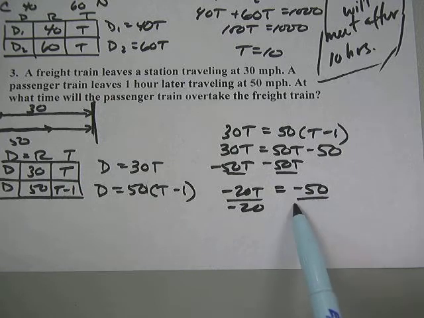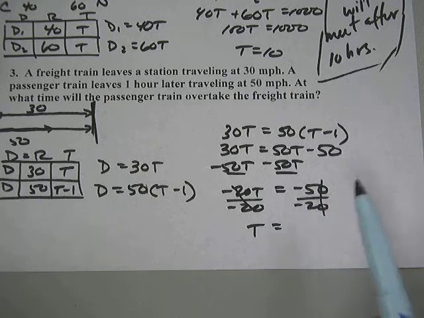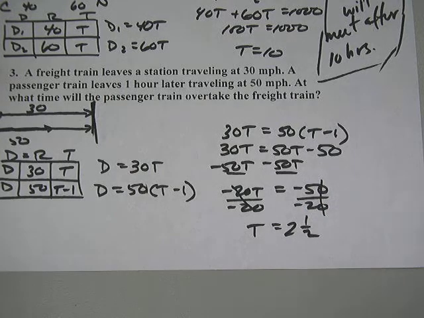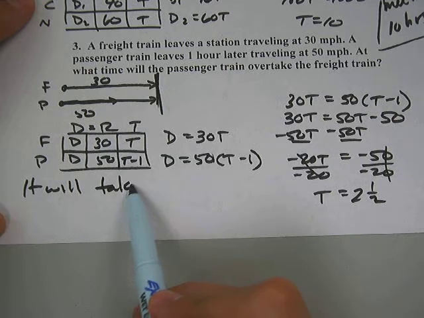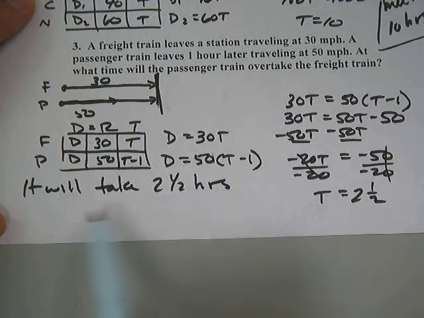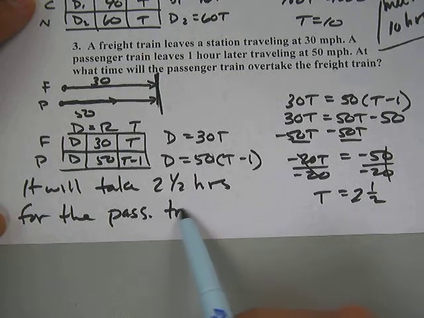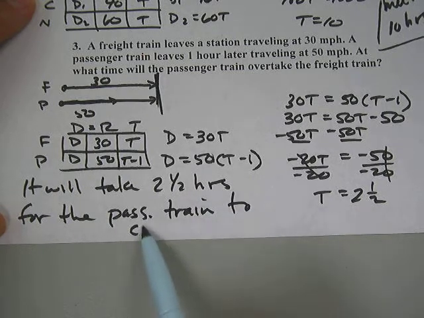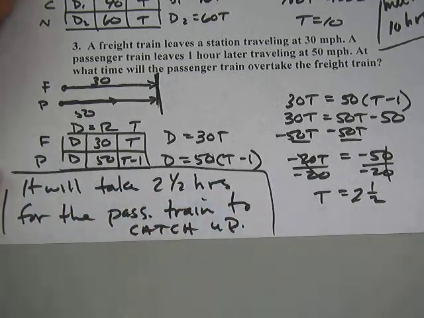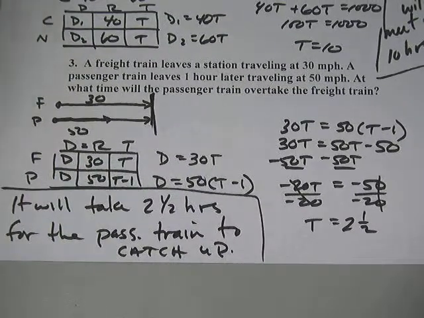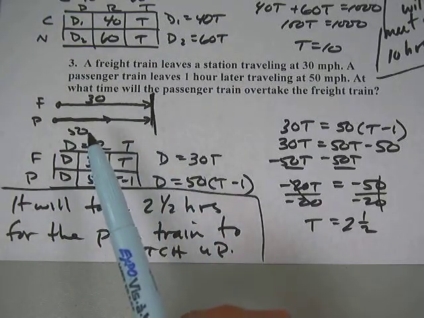I'm going to subtract 50t to the other side. So I get negative 20t equals negative 50. Divide by negative 20. T equals negative negative make a positive, so that's 2.5. 5 over 2 is the same thing as 2.5. So it will take 2.5 hours for the passenger train to catch up.